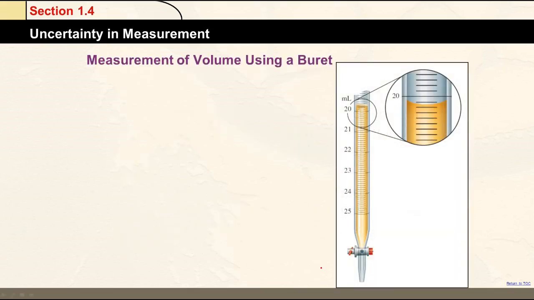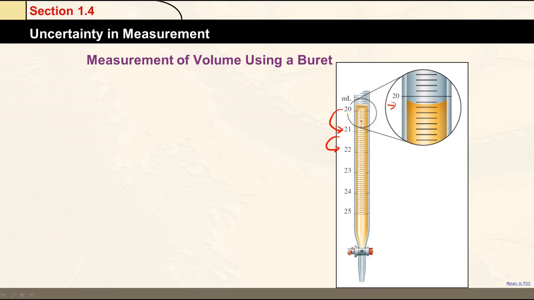So if we look here at something called a burette, the first thing that we want to notice is that as we go down the burette, our numbers are increasing. So don't make the mistake of thinking that this measurement right over here, because the measurement is below 20, is 19. It's not 19 point something. It's actually going to be 20 point something.